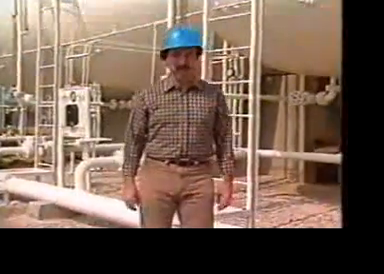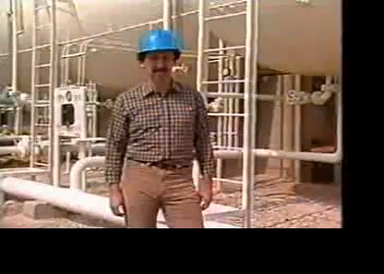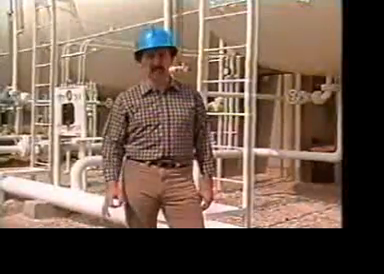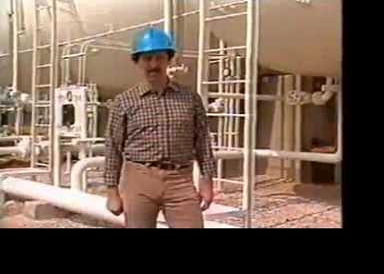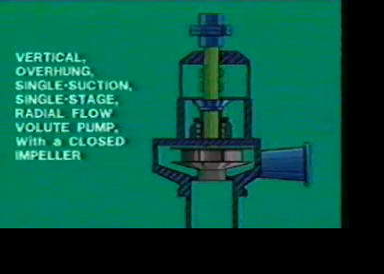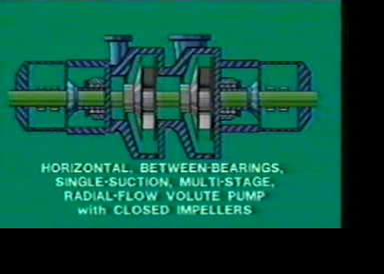We've got a lot of terms, right? And one by one, we can understand each. That's important to remember because a specific centrifugal pump is classified by which terms are applied to it. For example, a vertical overhung single suction, single stage radial flow volute pump with a closed impeller. That's one centrifugal pump. Another one is this one. A horizontal between bearings, single suction multi-stage radial flow volute pump with closed impellers.